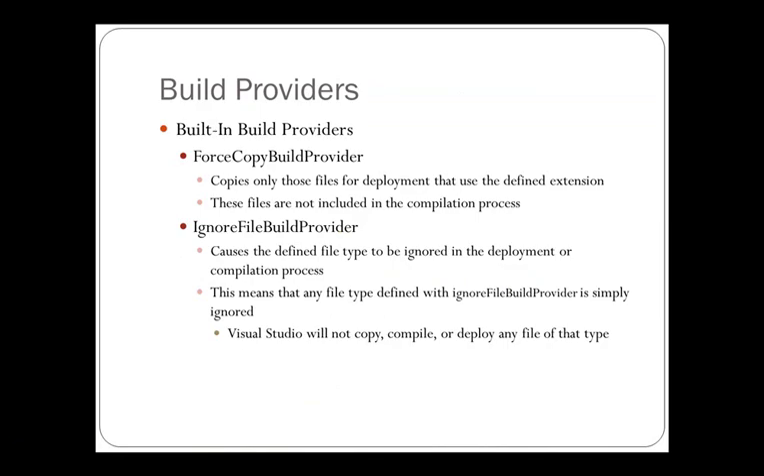In addition to the force copy build provider, you should also be aware of the ignore file build provider class. This provider causes the defined file type to be ignored in the deployment or compilation process. That means that any file type defined with ignore file build provider is simply ignored. Visual Studio will not copy, compile, or deploy any file of that type.